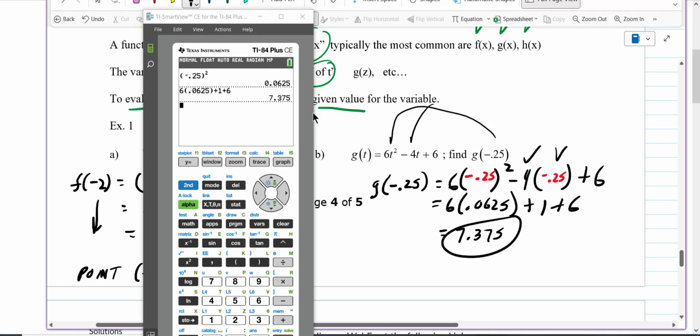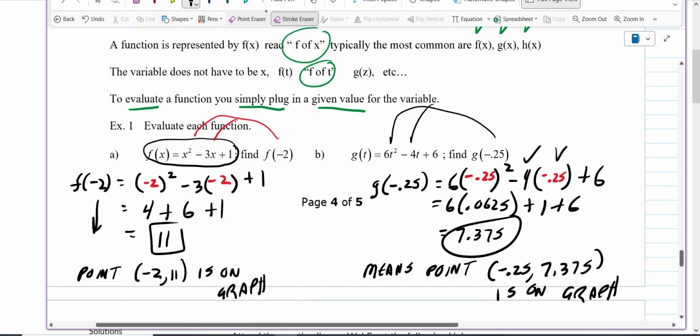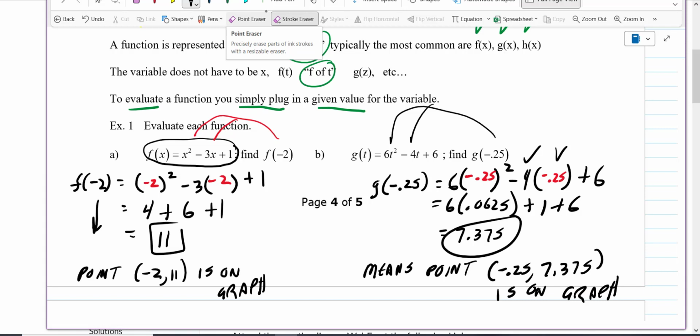Okay, and mathematically what that means is, it means that the point -0.25, comma, 7.375, that point is on the graph of this function. We're eventually, here in a few weeks, going to learn how to start doing graphs with and without a calculator. So that's the idea. Okay, so keep it simple. You're plugging in the number and you're doing arithmetic. And that arithmetic, you got to follow order of operations.